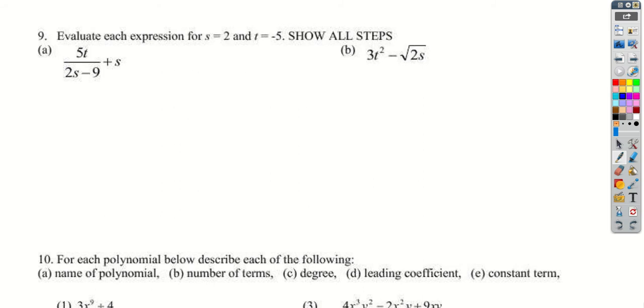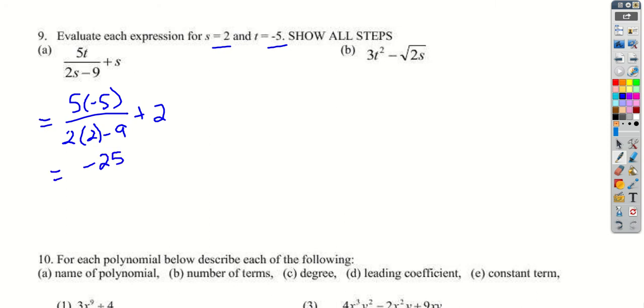Okay, for number 9, we're just going to plug in and solve. So we're plugging in negative 5 for t and 2 for s. So it's 5 times negative 5 over 2 times 2 minus 9 plus s, which is 2. And I'm going to combine like terms now. So I get negative 25 on the top over 4 minus 9 plus 2.